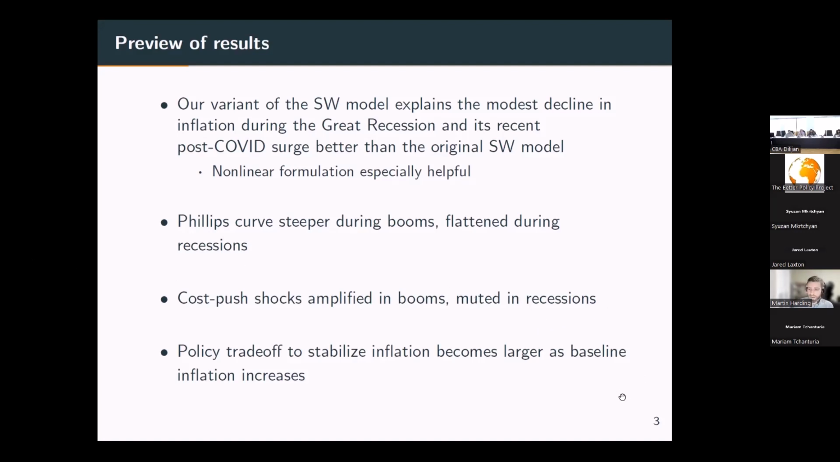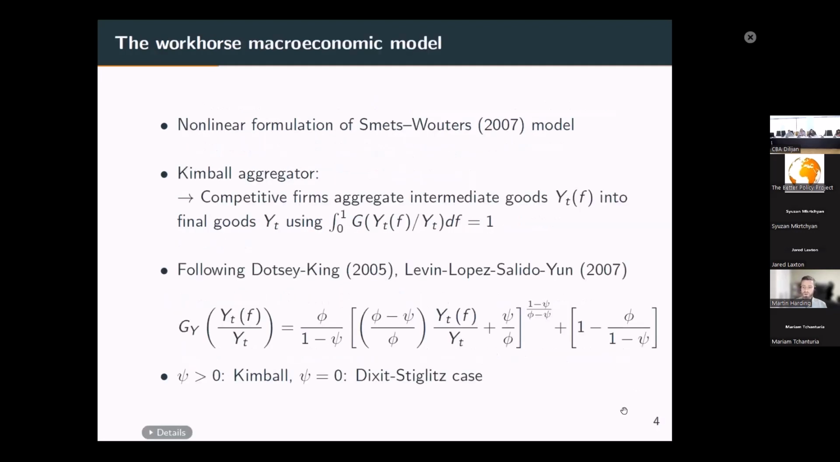Yeah. So the way I'm going to lay out the presentation is, now I'm going to talk a little bit about the model. Then I'm going to guide you quickly through the calibration and estimation, and then I'm going to show you the results. So as I was saying, we work with a nonlinear formulation of the Smets and Wouters model, and the key element here for our paper is going to be the Kimball aggregator, and this is what I'm showing you in this slide. So as standard in any New Keynesian model, we're going to have intermediate good producers and a final good producer that aggregates those intermediate goods.